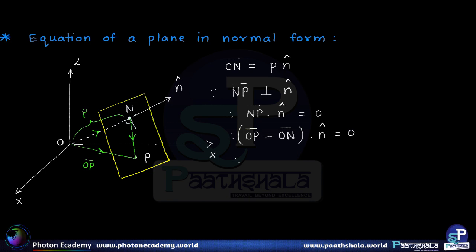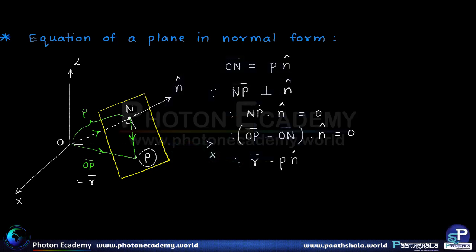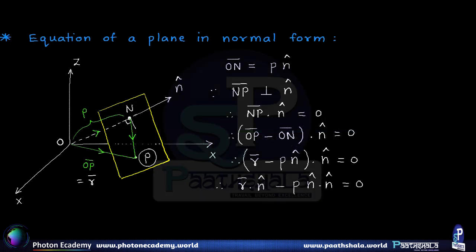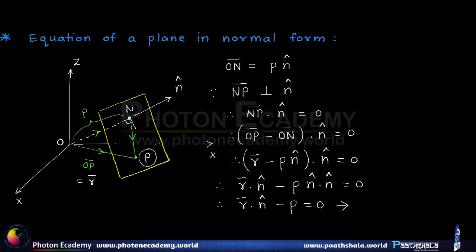Now OP bar we can also denote by another symbol, that is r bar. So r bar now indicates the position vector of any generic point on the plane. So it's r bar minus ON bar, which we already found to be p n cap, dot n cap equal to 0. So on expanding we will get r bar dot n cap minus p times n cap dot n cap is equal to 0. Now being a unit vector, its dot product with itself will of course be 1. So we have r bar dot n cap minus p is equal to 0, and hence finally we get r bar dot n cap is equal to p. This is what is called the normal form of the equation of the plane.